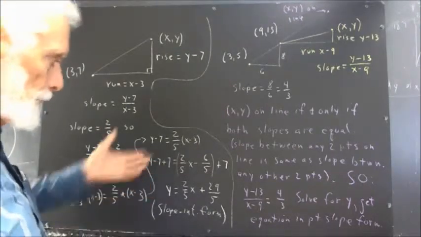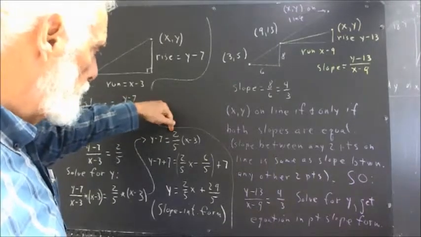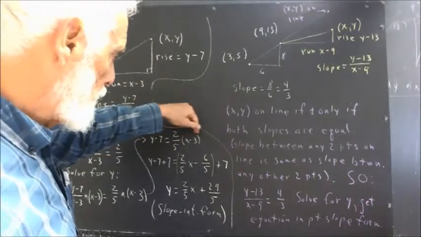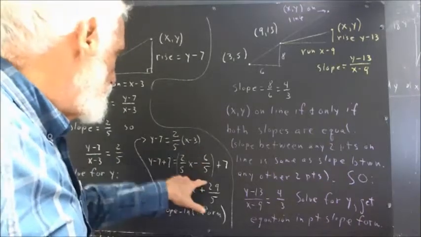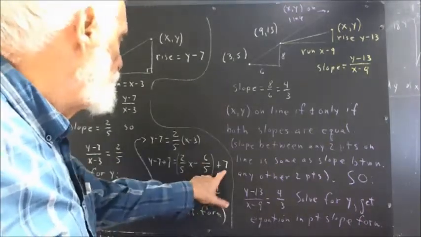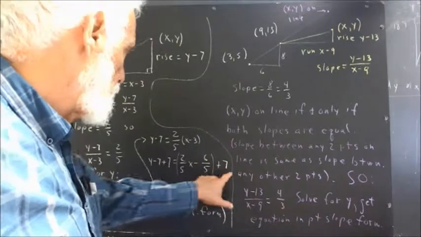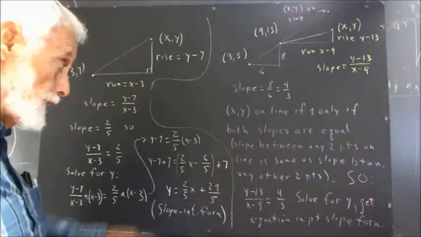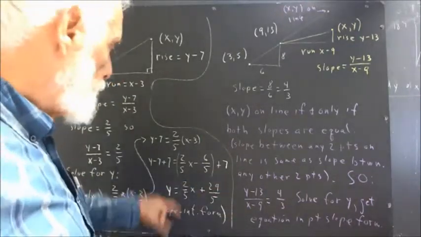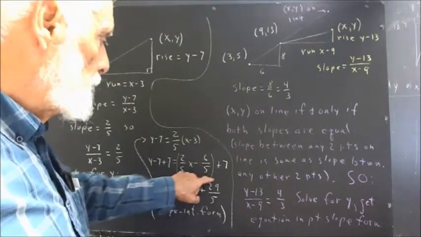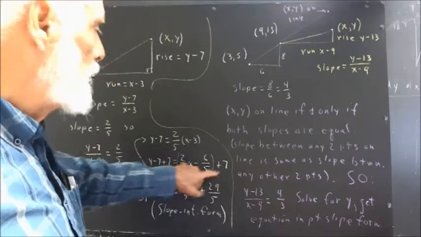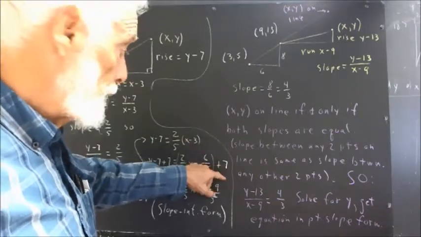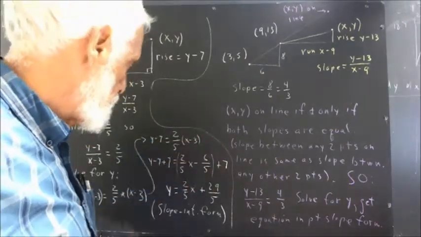I've also combined steps a little bit. I've distributed the 2/5 times the quantity x minus 3. But then this is the same thing we had here. And we add 7, again adding 7 on both sides, leaving us y on this side. And you can do the arithmetic, 2/5 x plus 29/5. Okay, negative 6/5, and 7 is 35/5. 35 minus 6 is 29.